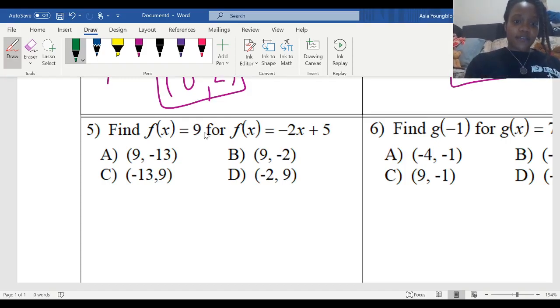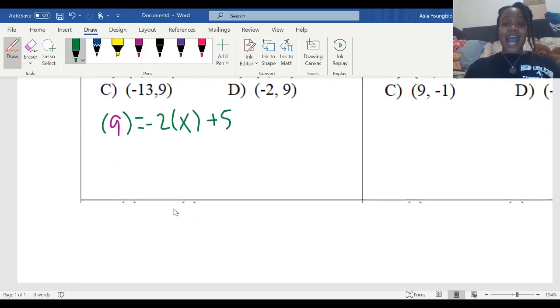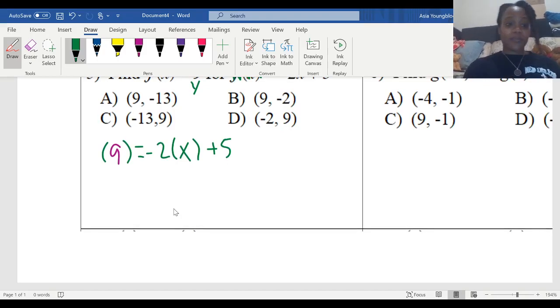So this 9 is our y value, and remember, f of x is just a very funny way of saying y. So if we have blank equals -2 times blank plus 5, we know the first blank is the y value, and we know the 9 is our y value. So the 9 is actually going to be plugged in here, and this is going to stay x. So now for this problem, we're given the y value and we have to find the x value. In order to do that, we have to solve this equation for x by isolating the variable with inverse operations.